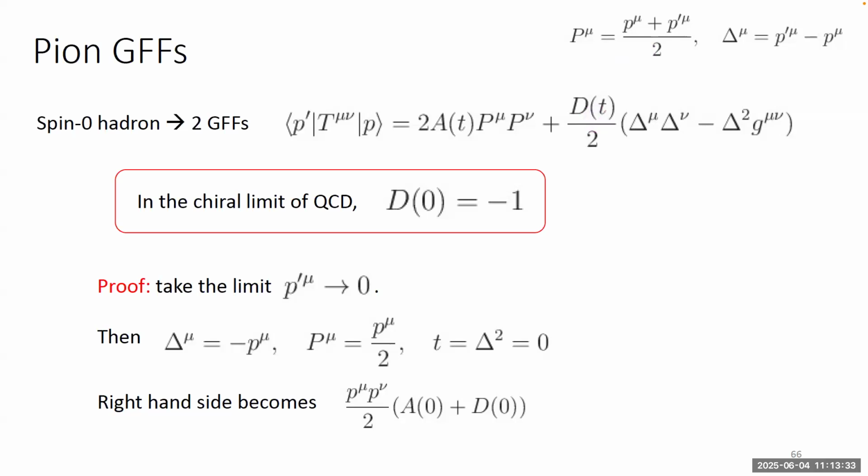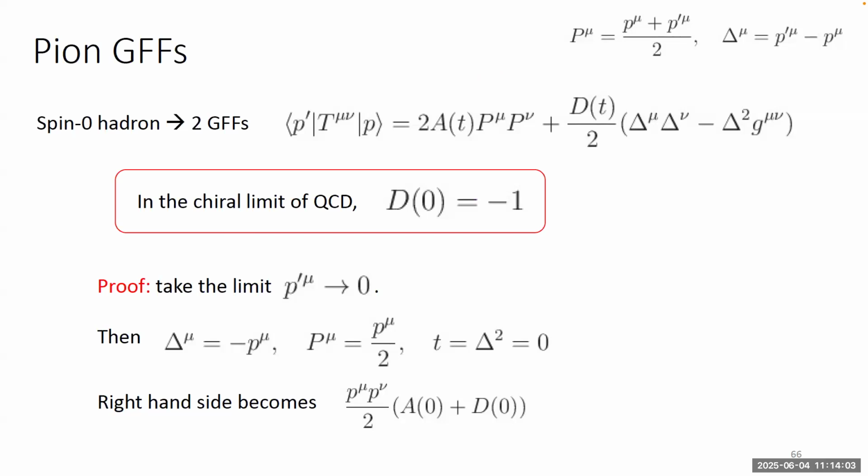Now, what is very remarkable is that I told you that this D is not constrained, right? It can be anything. For the proton, we don't know this value, but for the pion, remarkably, we know its value if the quark mass is set to 0. There is a statement that in the chiral limit of QCD, which means that the quark mass is 0, so the pion mass is also 0, in this limit D has to be -1. You can take it as a theorem. This should be an exact statement.